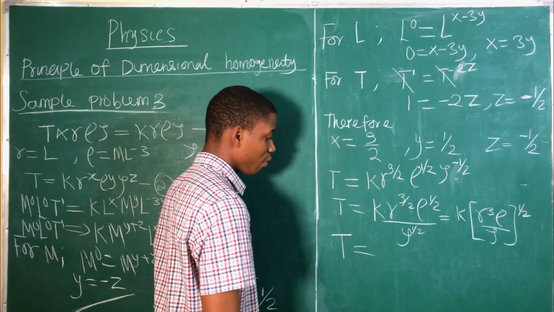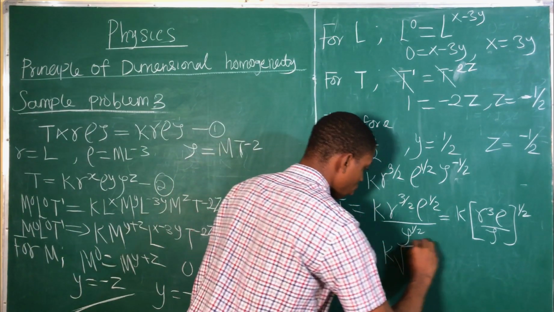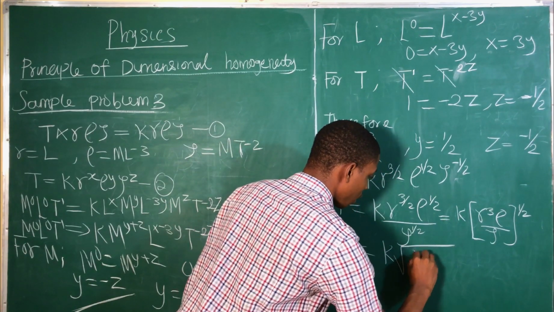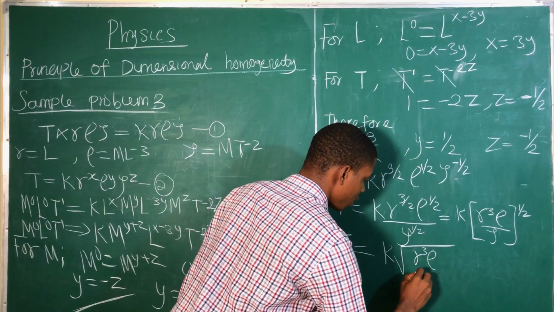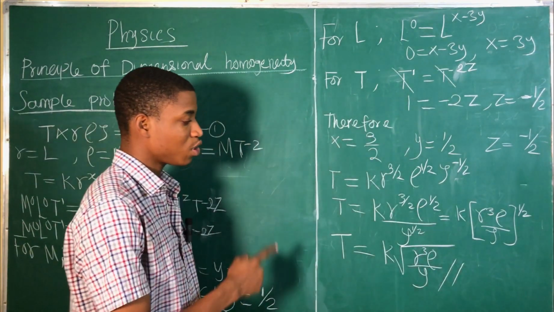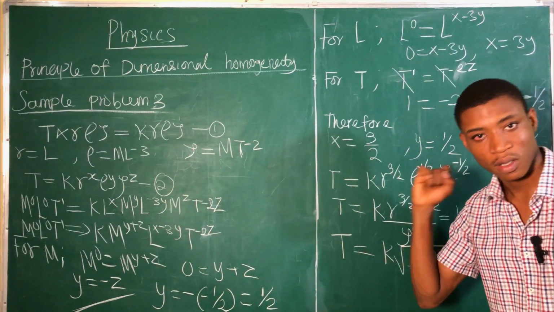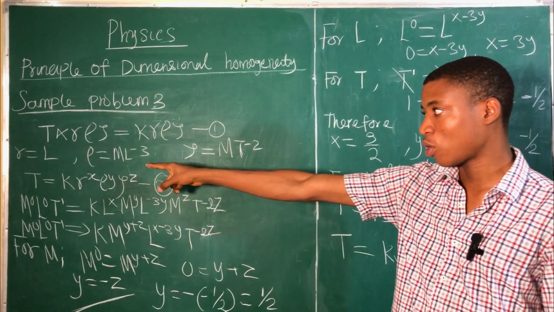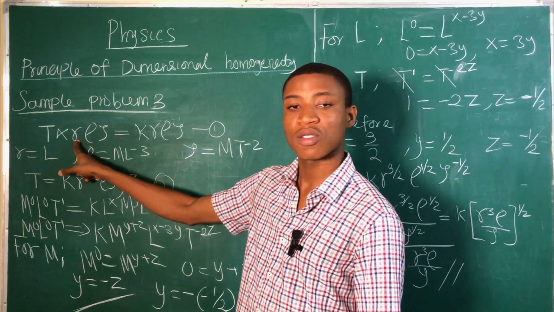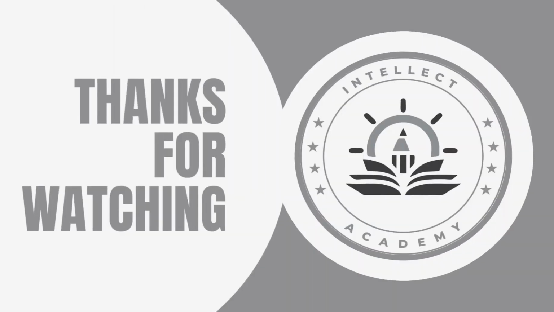So the period of vibration is equal to K times the square root of radius raised to power 3, density, and surface tension. Therefore, this is the relationship, and this is what we have established when the period of vibration is dependent on radius, density, and surface tension.